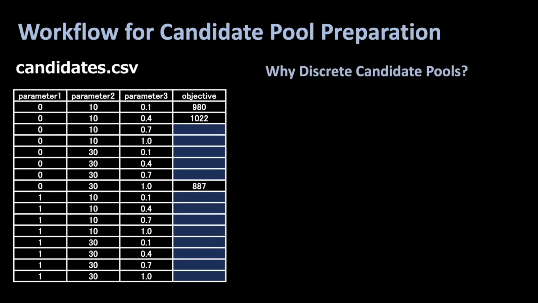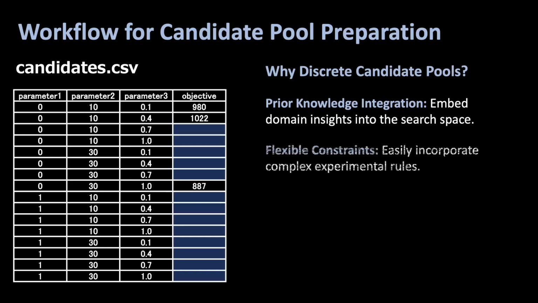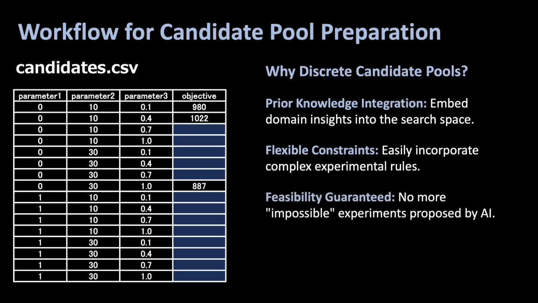Why does NIMO use discrete candidate pools? First, prior knowledge integration. We can embed domain insights directly into the search space. Second, flexible constraints. We can easily incorporate complex experimental rules, for example, ensuring the sum of 3 parameters equals 100. Third, guaranteed feasibility. No more impossible experiments proposed by AI.